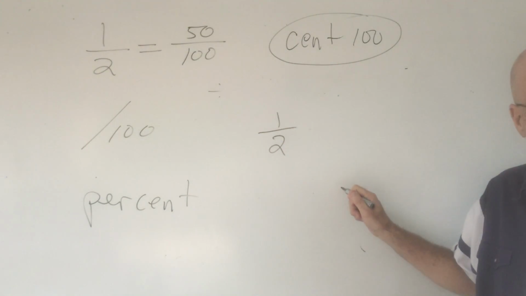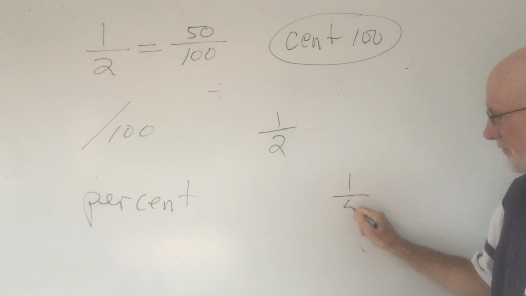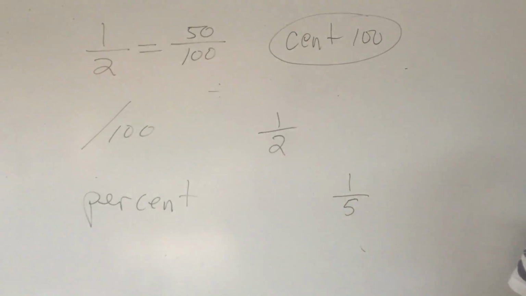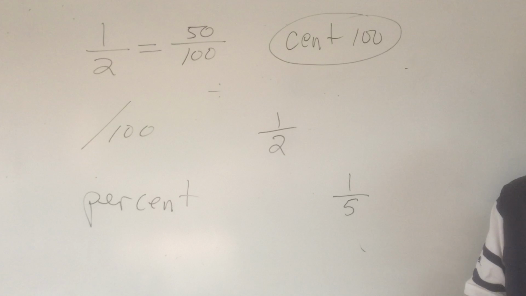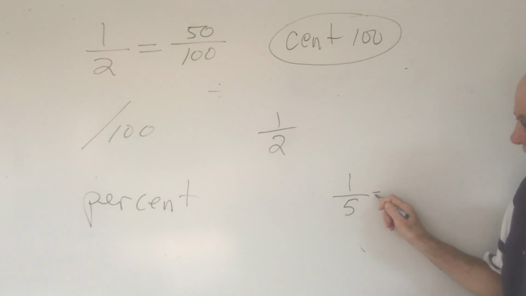I don't know how I did it. 1 out of 5. Do you understand that it's 1 out of 5? Yes or no? You want to change that to a percent. We can do it one of 2 ways. We can either use the decimal way or go from the, what? Fraction way.